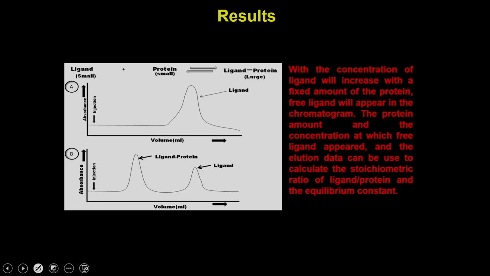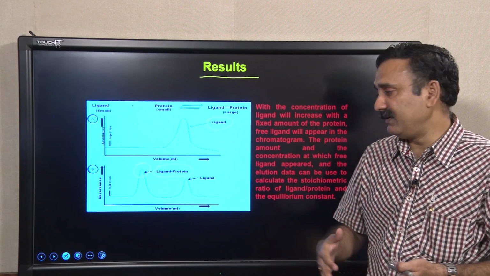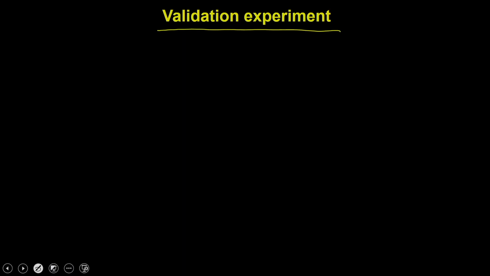Now, what results are you going to get, and how to validate that? In the absence of protein, the ligand is going to run separately, and when you add a protein, the ligand is going to form a complex with the protein and run as a separate peak. But how to verify whether the protein-DNA complex is a real complex or a non-specific complex? You have to do verification experiments. Now, how to do validation experiments? Validation experiments can be done in two ways.